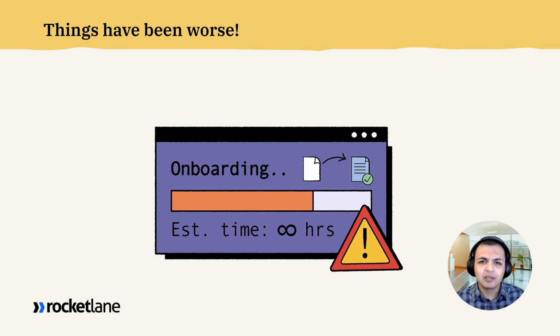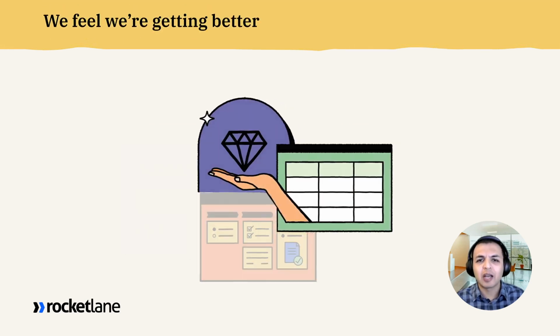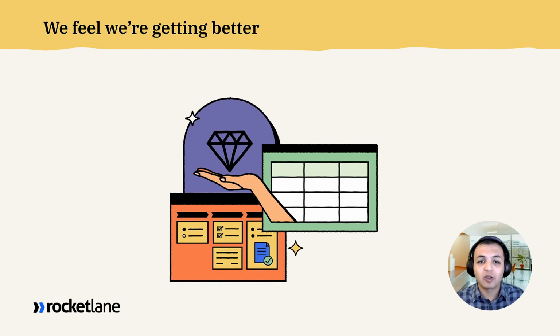And with time passing, we feel things are getting better, right? So you have a checklist now on a spreadsheet, or you have a Trello board with all of these key activities. So you believe things are shaping up well. But then usually there's a lot of room for improvement, right?